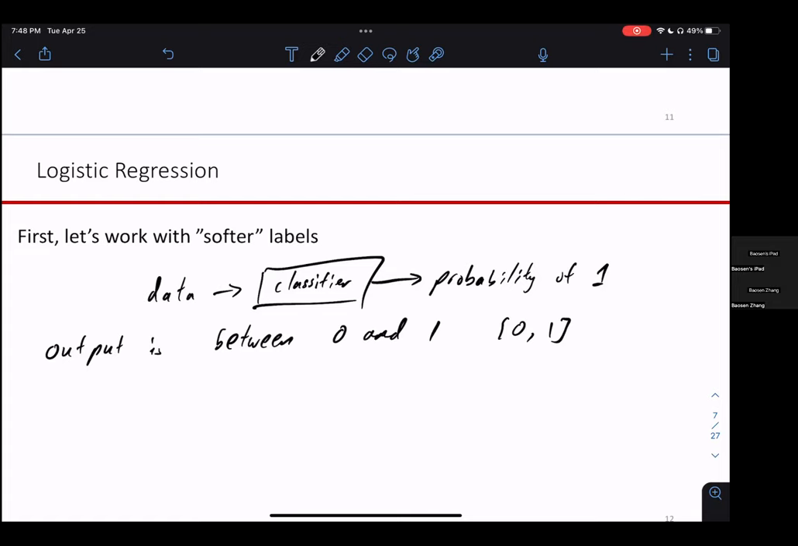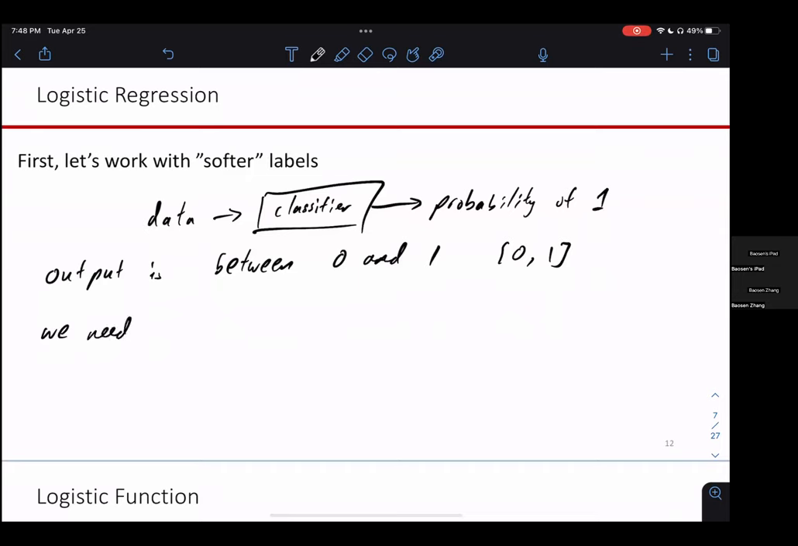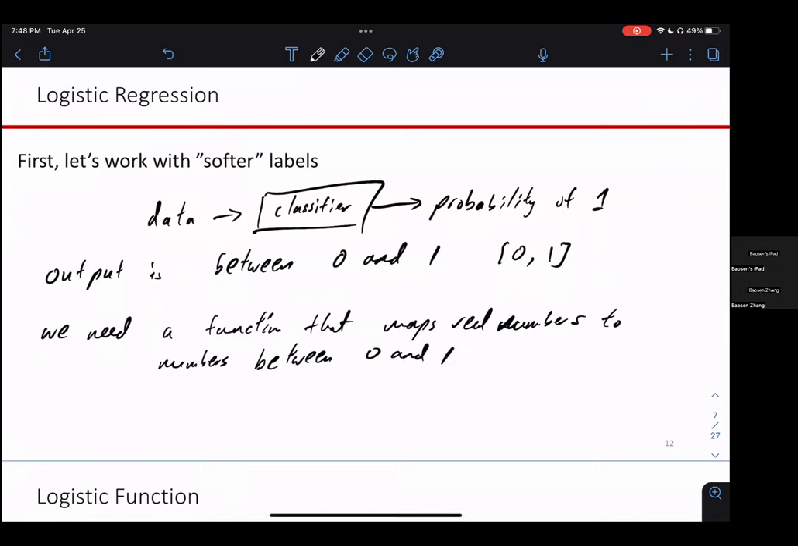So what you need is basically a function that maps real numbers to numbers between 0 and 1. Since it's a probability, how do you make sure it's between 0 and 1? The idea is you output some real number, and you just scale it to between 0 and 1 with this function. Is this clear? Is this always the goal? Our goal is we want a probability, a number bigger than 0 and less than 1. So I need the outcome of the classifier to always be between 0 and 1.